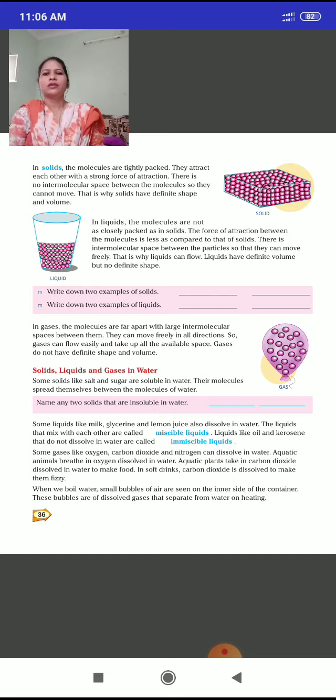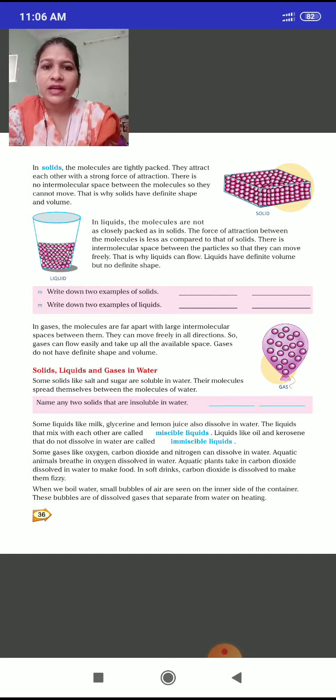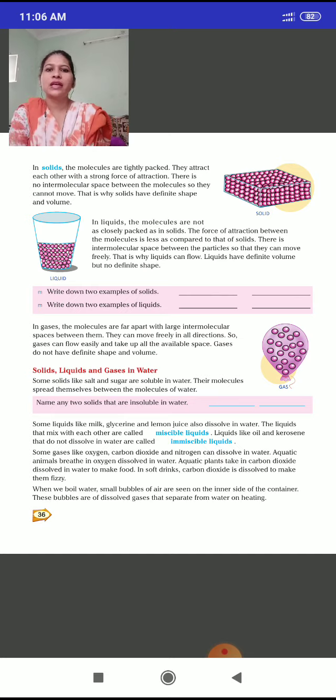Now in a liquid, molecules are not as closely packed as in a solid. They are loosely packed. The force of attraction between the molecules is less than that of a solid. And third, there is a little intramolecular space. Between two molecules there is some space.